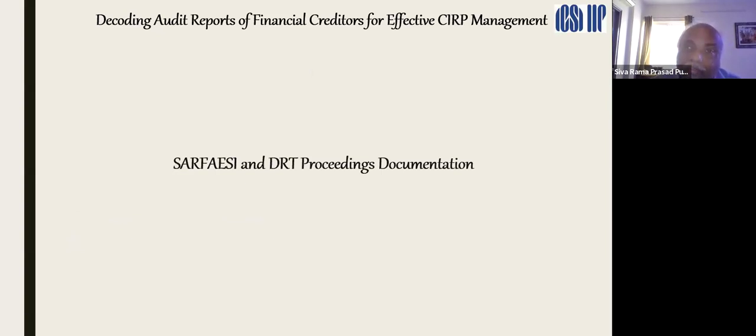SARFAESI and DRT proceedings documents. The total case, in a story manner, is available in the OA. Whenever a case is filed with the Debt Recovery Tribunal, the original agreement and all particulars from day one up to the filing of the case, in sequence and story manner, are prepared as the OA document and submitted to the Debt Recovery Tribunal. All documents and papers are in sequence, and an index is also available. The document is prepared in a structured and story manner. SARFAESI and DRT proceeding documentation.